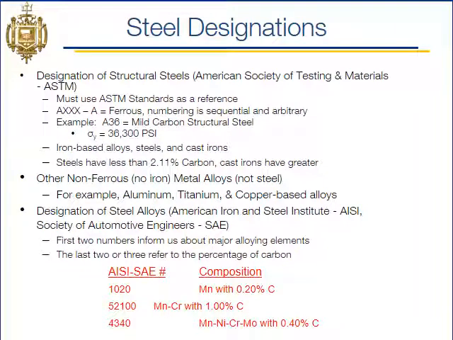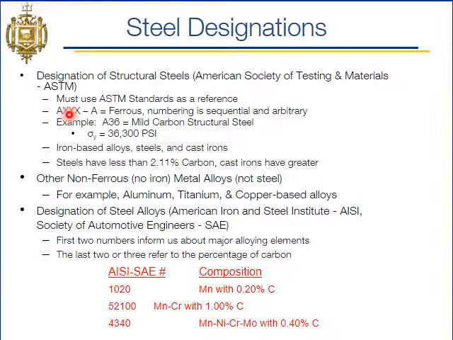So steel is designated by two different main societies. There is ASTM, American Society of Testing and Materials. So ASTM gives names to steel. All the names start with an A, right? So A means that the metal is ferrous, and if it's ferrous, it's most likely steel. So all of our steels, if they have an ASTM spec, are going to be A.